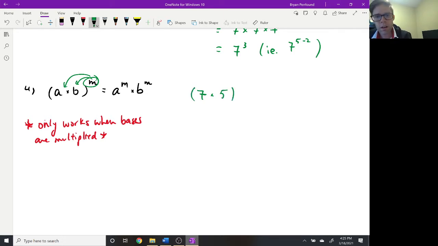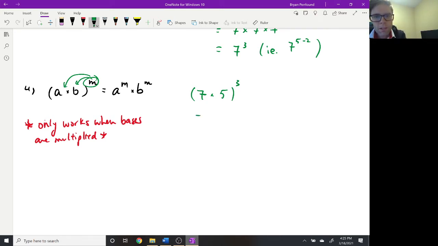And let's say I had some kind of power out here that I wanted to work with. So maybe I had 7 times 5 to the power of 3. And I don't want to turn this into 35 to the power of 3. I want to keep it as 7s and 5s in this instance because 7 and 5 are prime numbers, right? So maybe it's helpful for us to have a factored form.